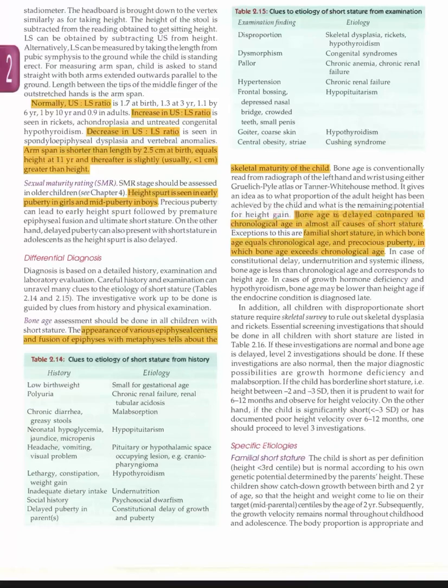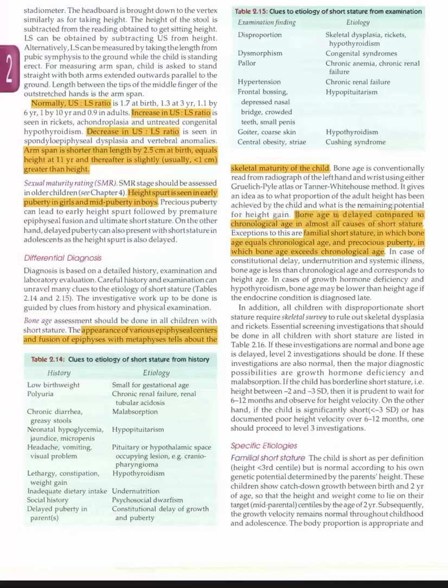In growth hormone deficiency and hypothyroidism, bone age may be lower than height age if the endocrine condition is diagnosed late. In addition, all children with disproportionate short stature require a skeletal survey to rule out skeletal dysplasia and rickets. Essentially, the screening investigations that should be done in all children with short stature are listed in table 2.16.